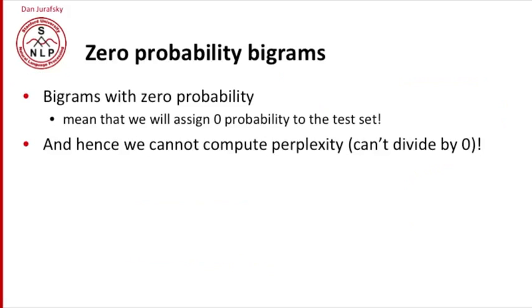So bigrams with 0 probability mean that we're going to assign 0 probability to the test set. And so we can never compute perplexity. We can't divide by 0. So we're going to need to find a way of dealing with bigrams with 0 probability.